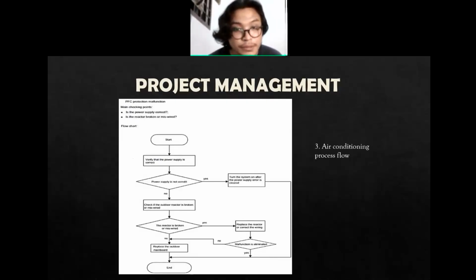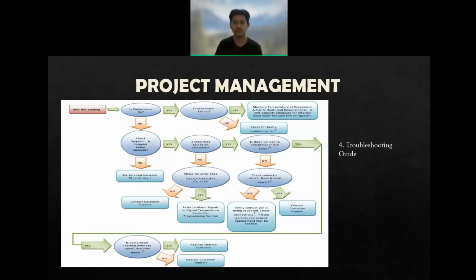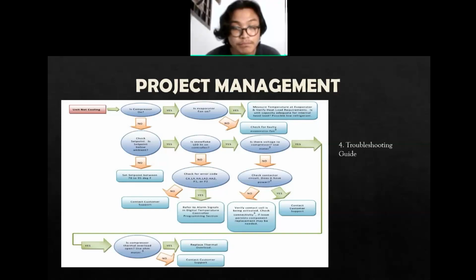So this is the air conditioning process flow, which means the main check-in point is whether the power supply is correct. We must know whether the power supply is correct or not. And then the second one is whether the reactor is broken or miswired. The majority of air conditioning problems are about current or power supply. So, next. Okay, this is a troubleshooting guide for the air conditioning problem statement. So, next.